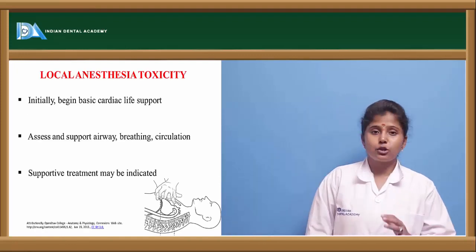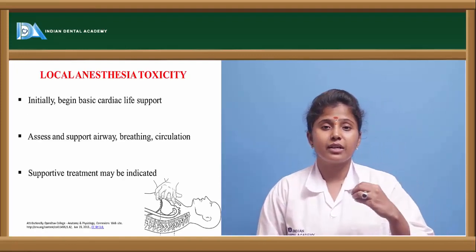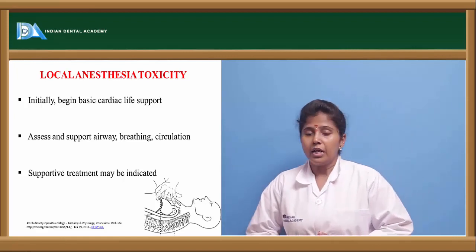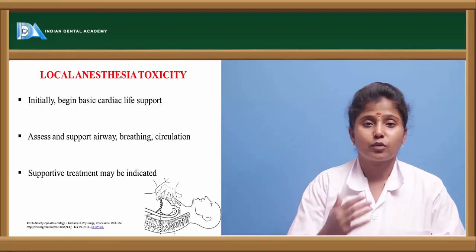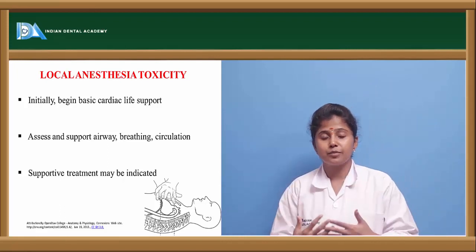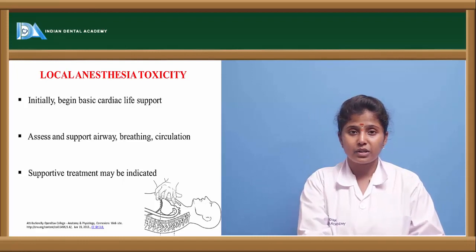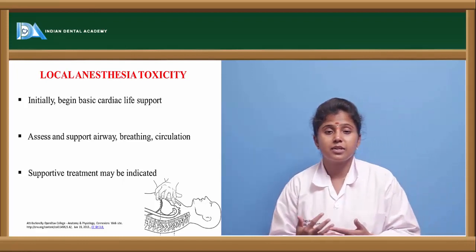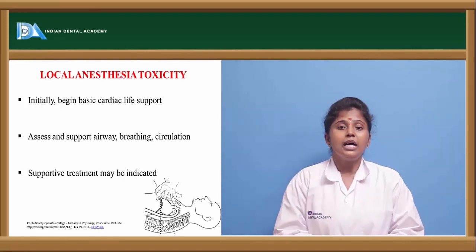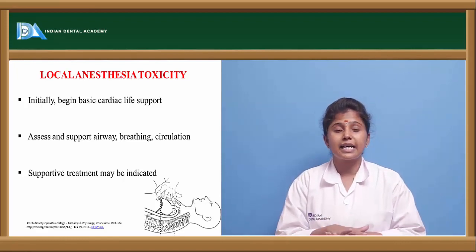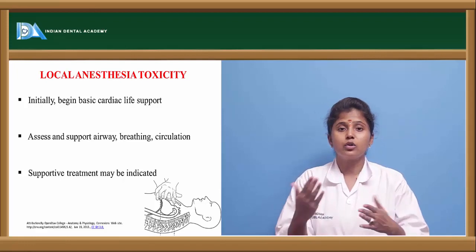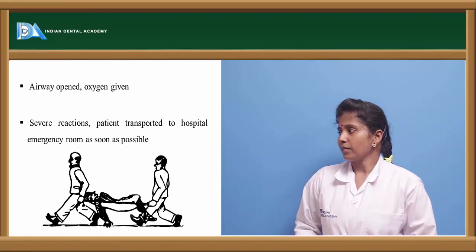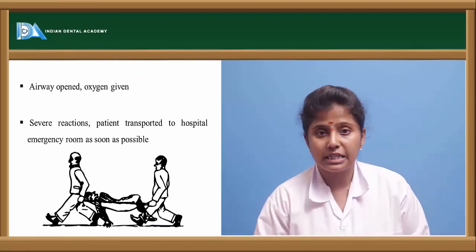Now local anesthesia toxicity. If a person has become toxic to local anesthesia, what can be given? Initially, basic cardiac life support. First, breathing support and an oxygen supplement should be given to that person. And if his heartbeat or cardiac symptoms are severe, then we have to press our hands against the heart in order to regain his heartbeat to normal. And we have to give the oxygen supply.